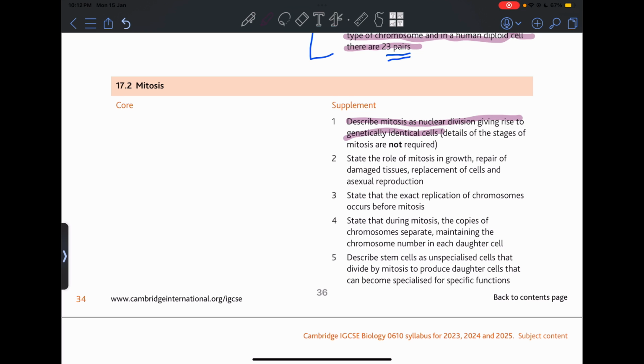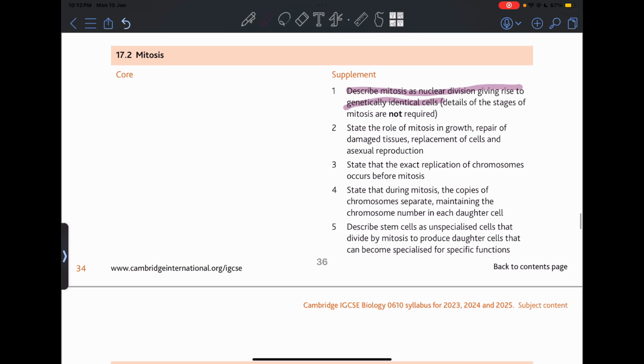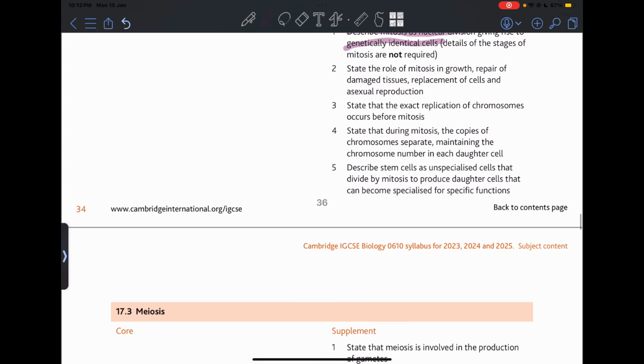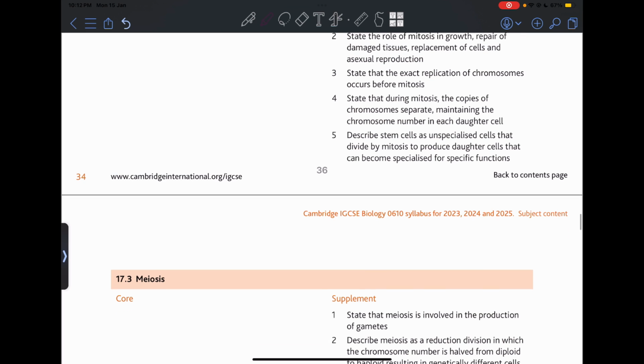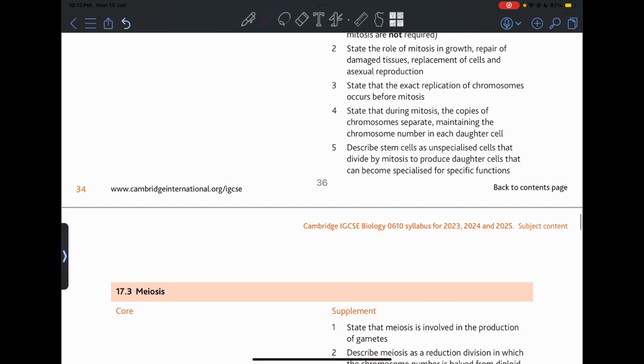Now, this is another definition. State the role of mitosis in growth, repair of damaged tissues, replacement of cells, and asexual reproduction. You have to also know about the exact replication of chromosomes that occurs before mitosis. State that during mitosis, the copies of chromosomes separate, maintaining the chromosome number in each daughter cell.